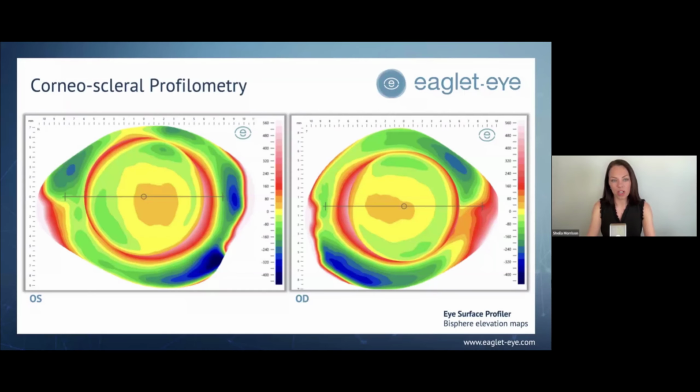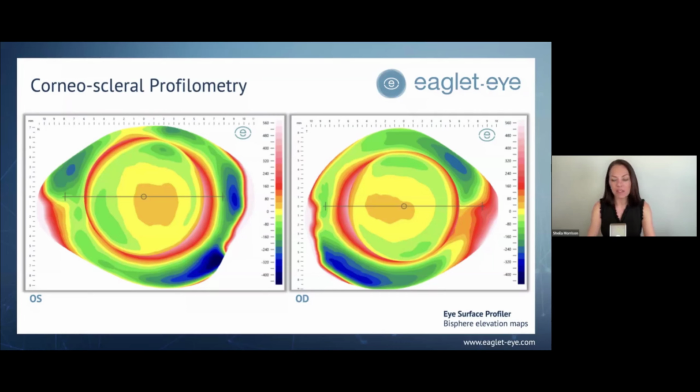The way that it works in our clinic today is that whenever we have a patient in for any contact lens fit, any specialty fit, I should clarify, we do comprehensive ocular surface mapping. And that's what you see here. We have corneo-scleral profilometry as one of the measurements to allow us to really understand ocular shape from all the way inside to all the way out to where we may consider fitting a scleral lens. ESP can measure the cornea and the sclera. This is a comprehensive eye map.